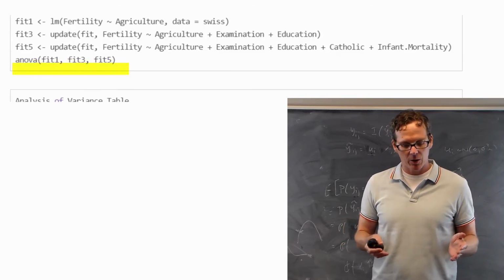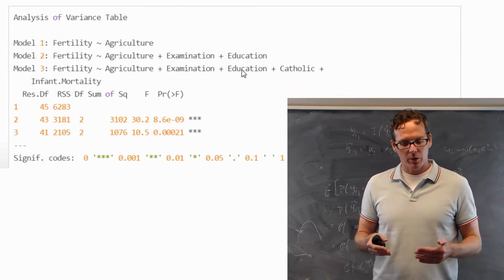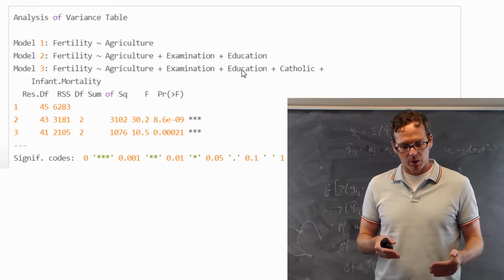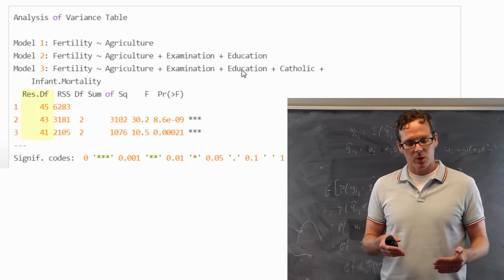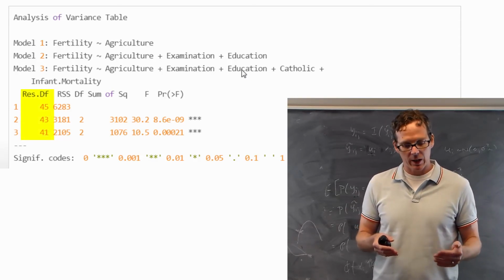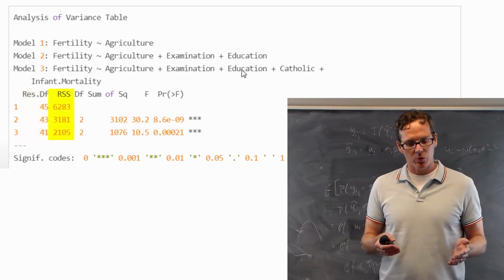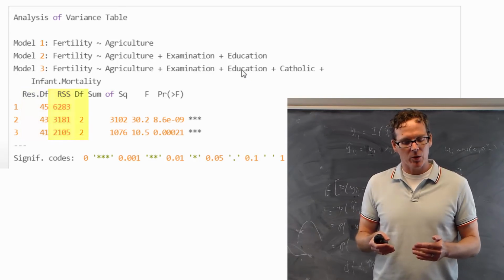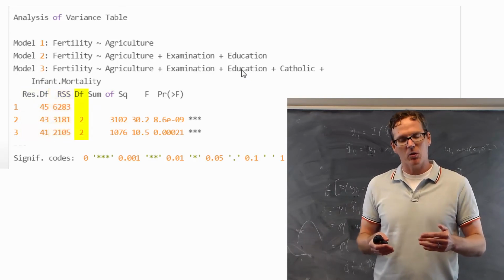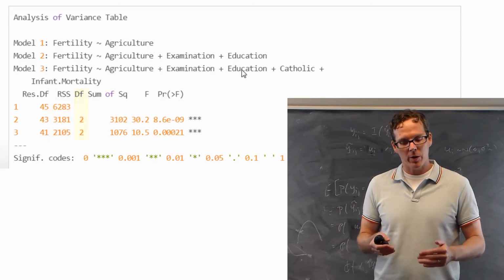And then you see down here what you get is a listing of the models, model 1, model 2, model 3, and then it gives you the degrees of freedom. Okay, that's the number of data points minus the number of parameters that it had to fit. The sums of squares, the residual sums of squares, and then the excess degrees of freedom, DF, of going from model 1 to model 2 and then model 2 to model 3.